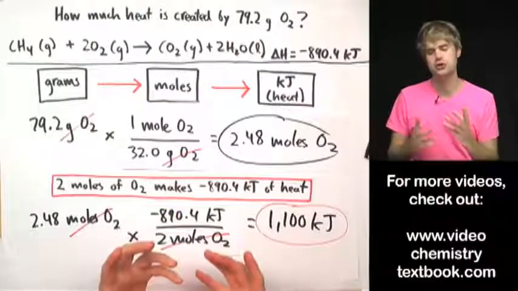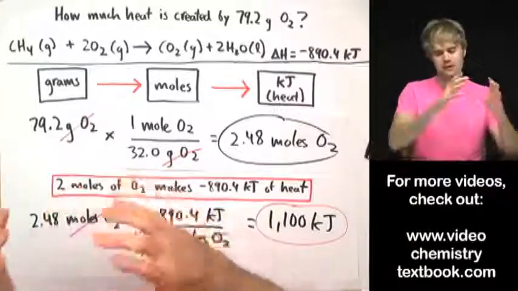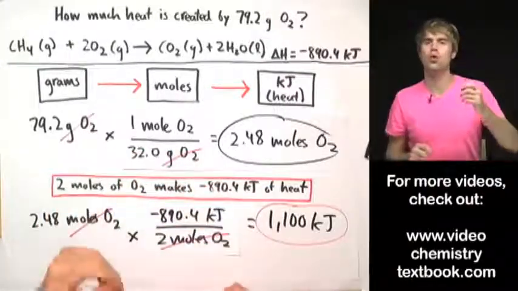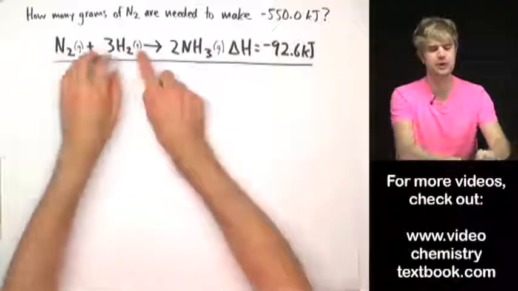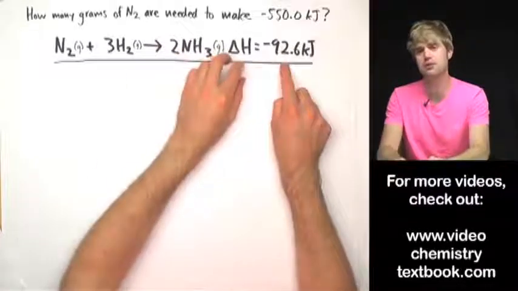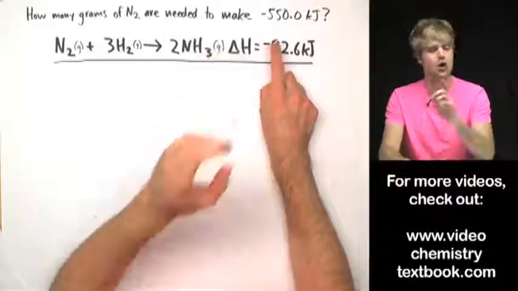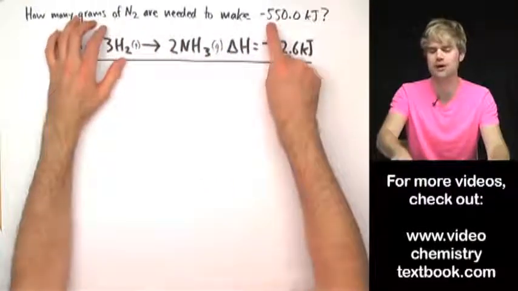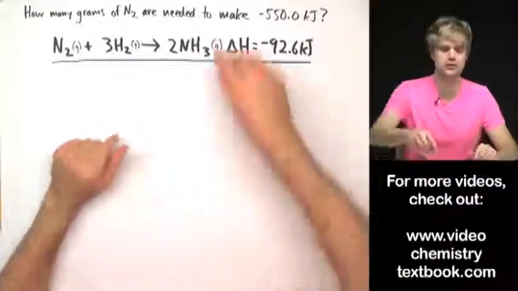Now, let's do 2 practice problems where we go the other way. We start with a certain amount of heat and we figure out how much chemical we need in order to get that amount of heat. Here's an equation for nitrogen gas combining with hydrogen gas to make ammonia. This also releases a bunch of heat, as you can tell because the delta H number here is negative. We want to find out how many grams of N2 we're going to need in order to make this much heat. So here are the steps that we're going to go through to figure this out.